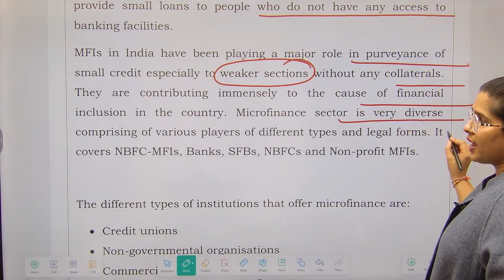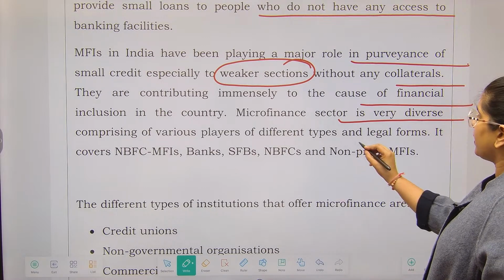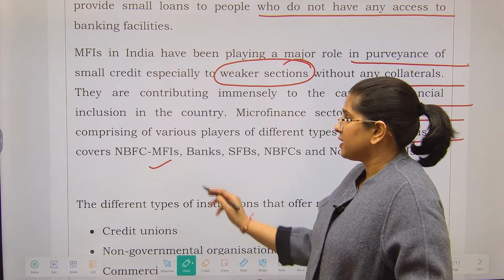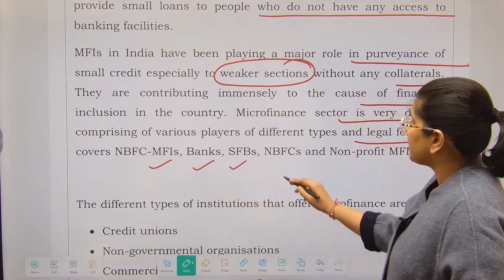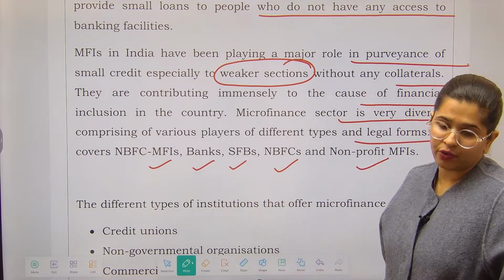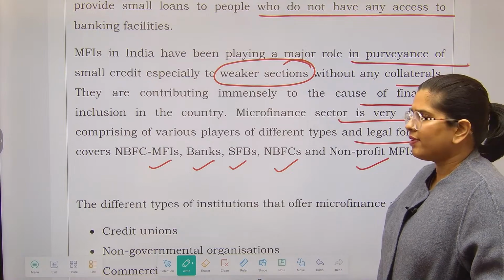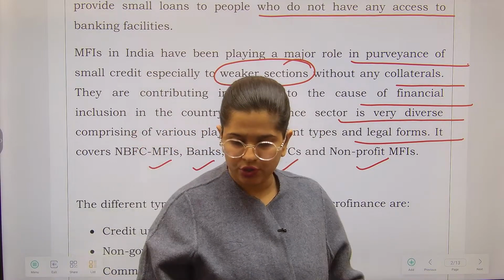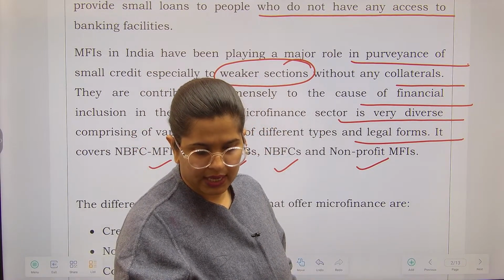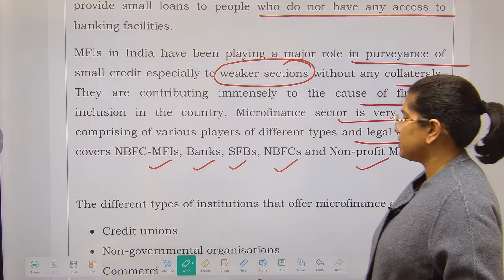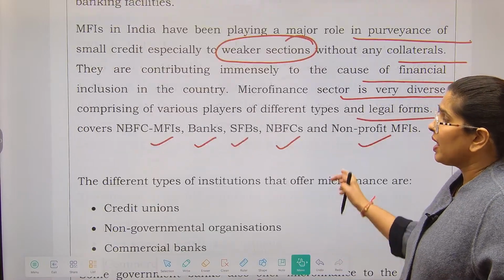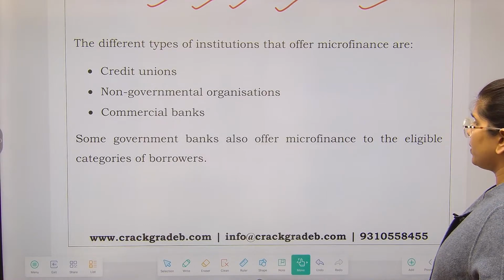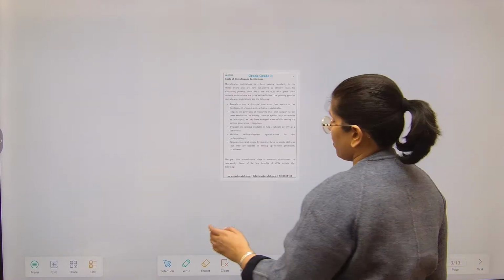The microfinance sector is very diverse. It comprises various players of various types and legal forms, like non-banking finance company microfinance institutions, banks, small finance banks, NBFCs, and non-profit microfinance institutions. We are going to see a broad setup, a broad institutional arrangement of that, right? So let us see the different types of institutions that offer microfinance: credit unions, NGOs, commercial banks. Some government banks also offer microfinance to the eligible categories of borrowers.